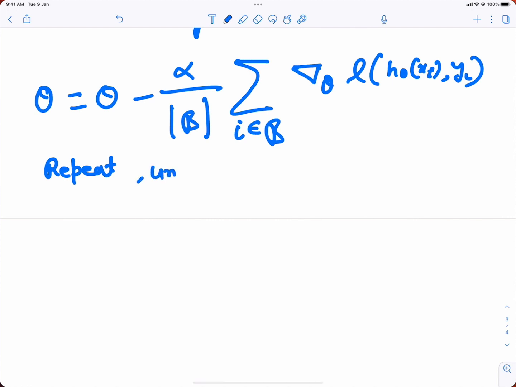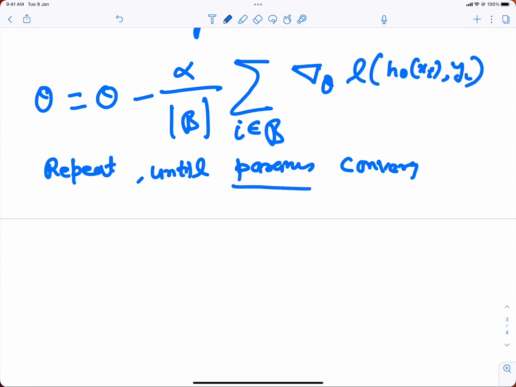Repeat this step until parameters converge. So what is the repetition? We have considered one batch, and then we'll consider the second batch and third batch. Once we have finished all the batches, we start this process again. Finishing all of the batches is called one epoch. And once we have done one epoch, we go to the second epoch, third epoch and fourth epoch until the parameters converge.